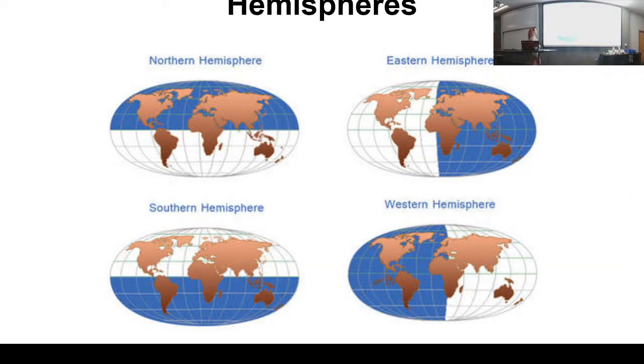And so all these different lines that we're talking about, the equator and the prime meridian, they divide the world into hemispheres. The equator divides the world into the northern hemisphere and the southern hemisphere, and our equator runs through the center right here. And then our prime meridian and the international date line divide the world into an eastern and western hemisphere.